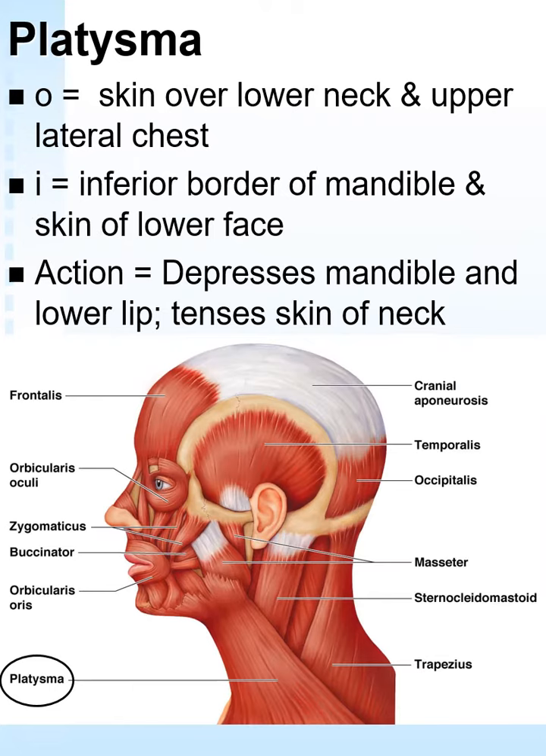The platysma tenses the skin of the neck and lowers the lower lip inferiorly. And so this is a muscle that you can actually see in the mirror by yourselves when you tense the skin of your neck, and you can see the thin muscle that bulges out, and so that's your platysma. And so this originates on the skin over the lower neck and upper lateral chest, and it inserts in the inferior border of the mandible and the skin of the lower face.